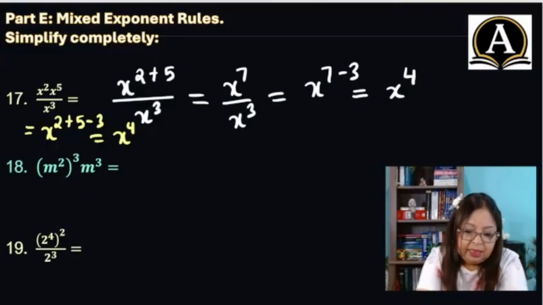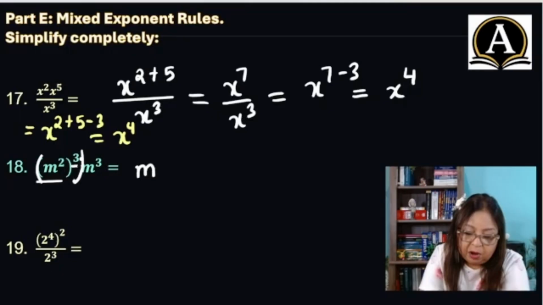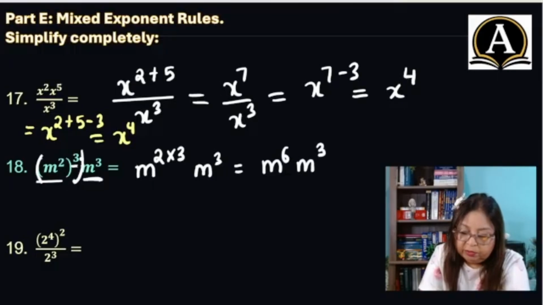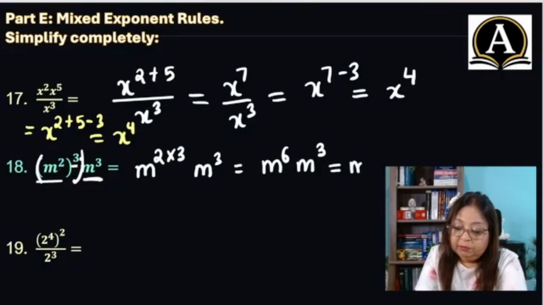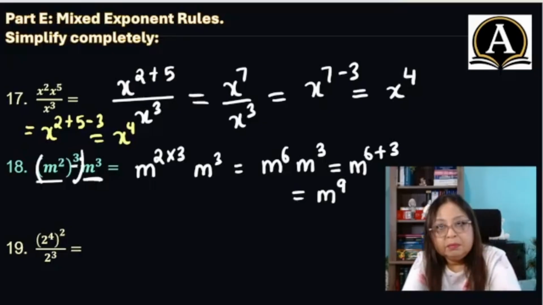All right. Next one. m to the power 2, to the power 3. Power of power. This gives you m to the power 2 times 3, times this m to the power 3. m to the power 6 times m to the power 3. Now you use the product rule for exponents when the base is the same. It gives you m to the power 6 plus 3, which is equal to m to the power 9.